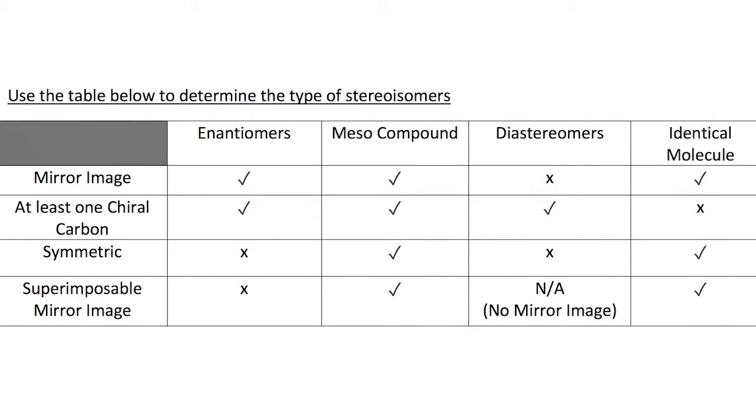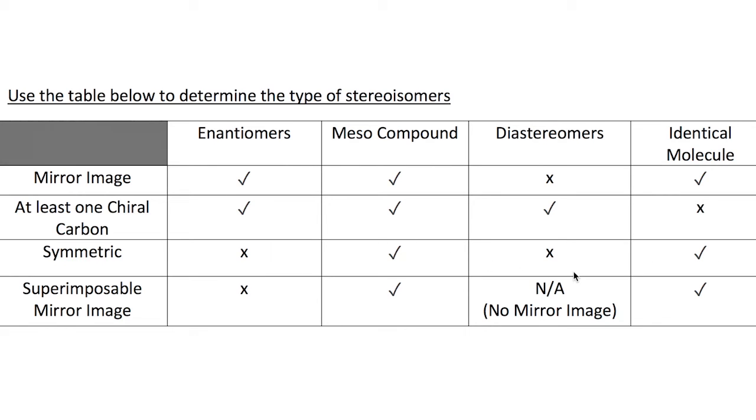So let's use this table to summarize our lesson. When determining the types of stereoisomers, you have to use these 4 criteria. If your isomers have a mirror image, they can be enantiomers, meso compounds, or identical molecules, but they cannot be diastereomers. If your isomers have at least 1 chiral carbon, they can be enantiomers, meso compounds, or diastereomers, but they cannot be identical molecules. If the isomers are symmetric, they can be meso compounds or identical molecules, but they cannot be enantiomers or diastereomers.